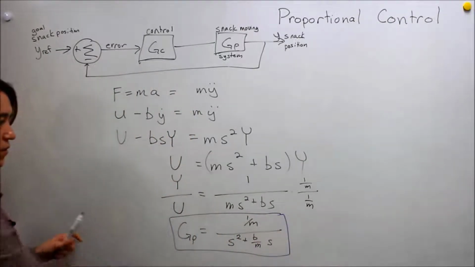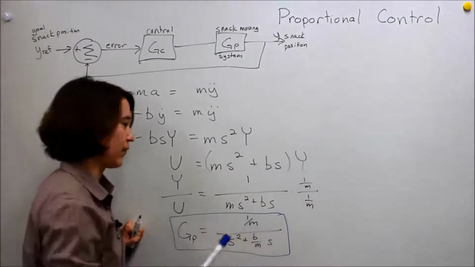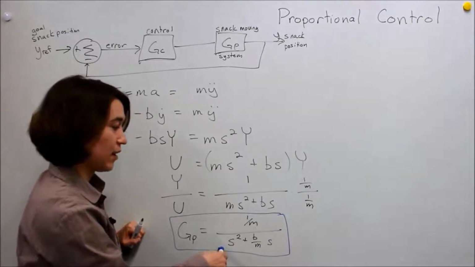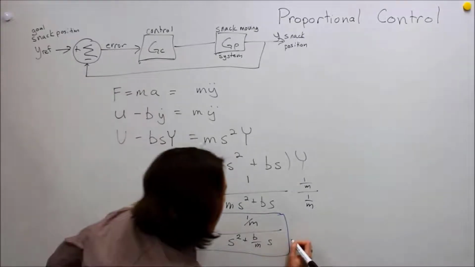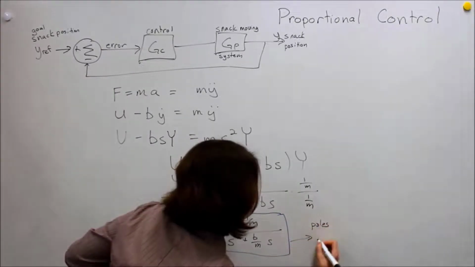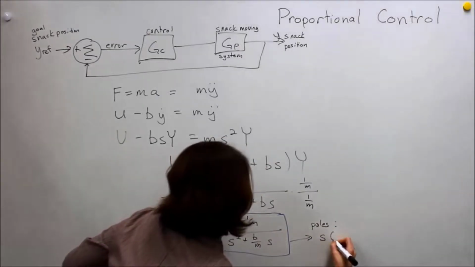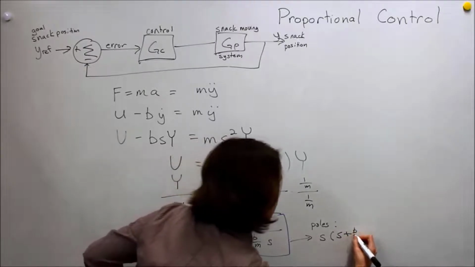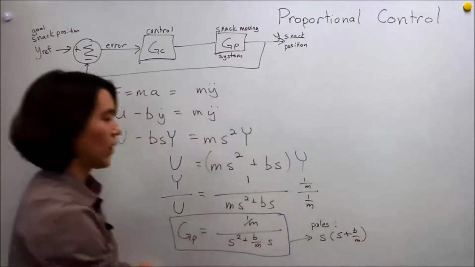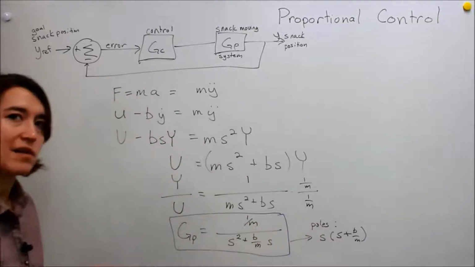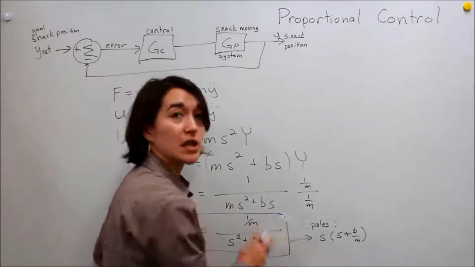And if I ask you about this system itself, you'd see that we could take an s out of the denominator, meaning this is equivalent to our poles being s times s plus b over m. So we would have a pole at 0 and at negative b over m. So actually that's not a stable system, because they're not strictly in the left half plane.